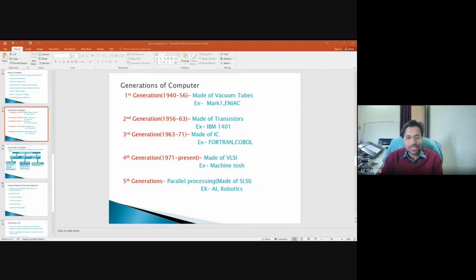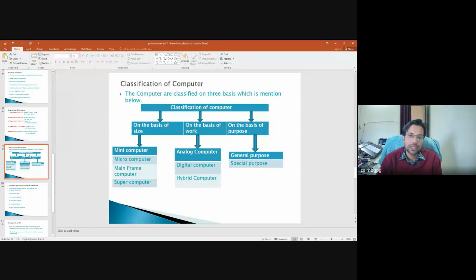In this class, we will discuss the different types of computer systems which we use in our daily life. We will talk about the classification of digital computers, not the calculating machine. So I'm sharing one PPT, which is the classification of the computer system. Computer systems are classified on the basis of their size, their work, and their purpose.